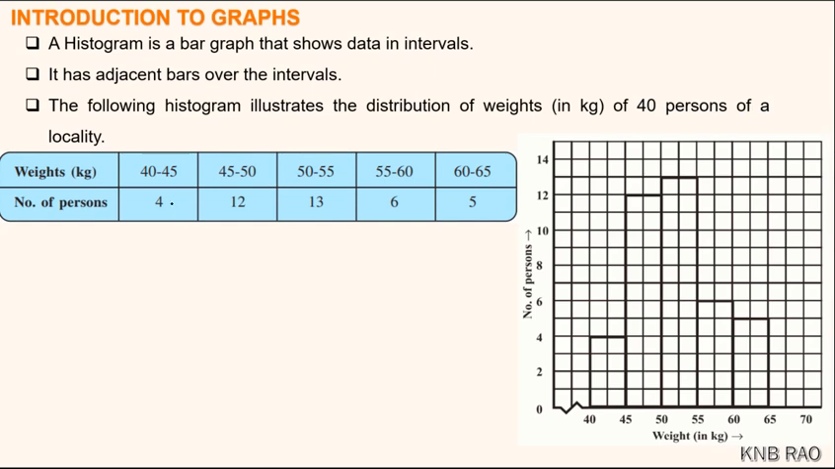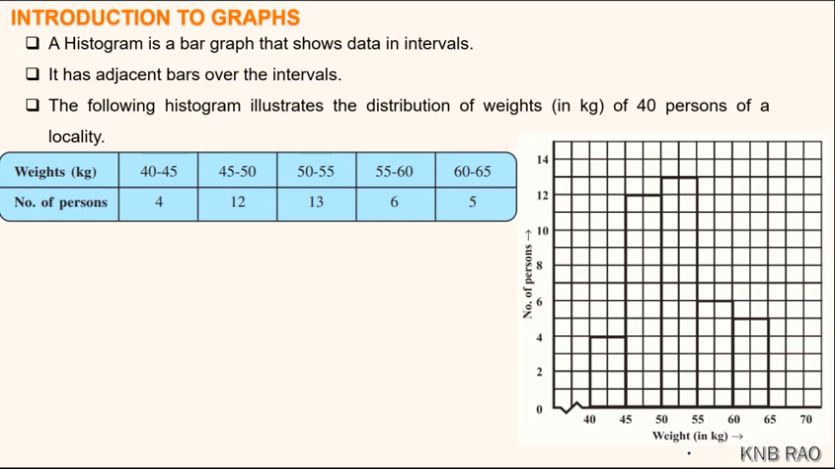Weighing 40 kg to 65 kg, where 40 kg to 45 kg there are 4 people, 45 to 50 12 people, 50 to 55 13 people, 55 to 60 6 people, 60 to 65 kg 5 people. The same data which is in the table form is represented as a histogram.